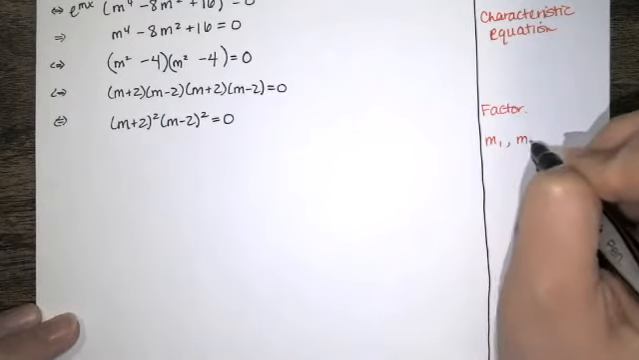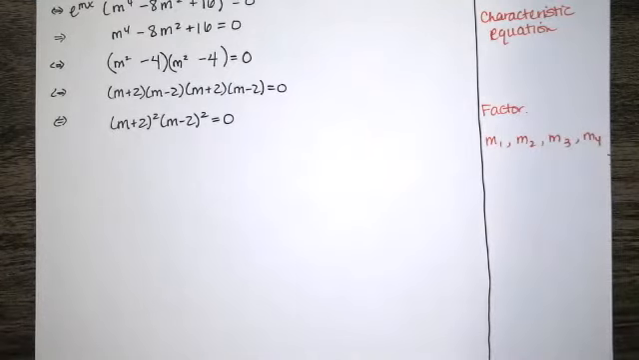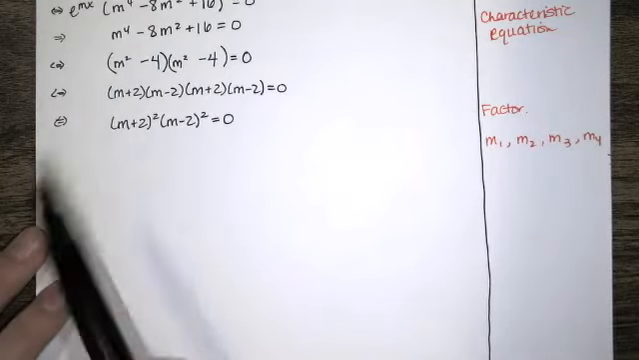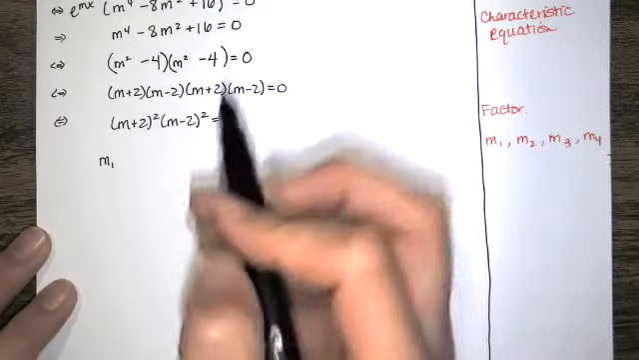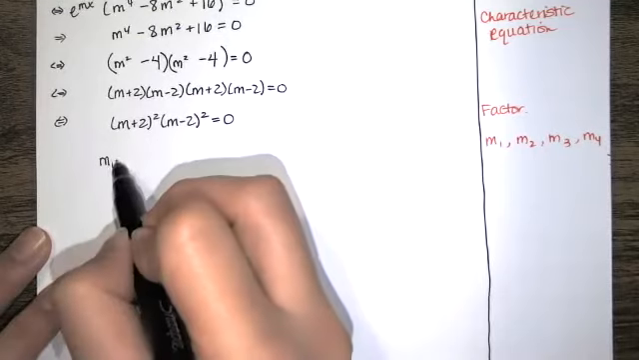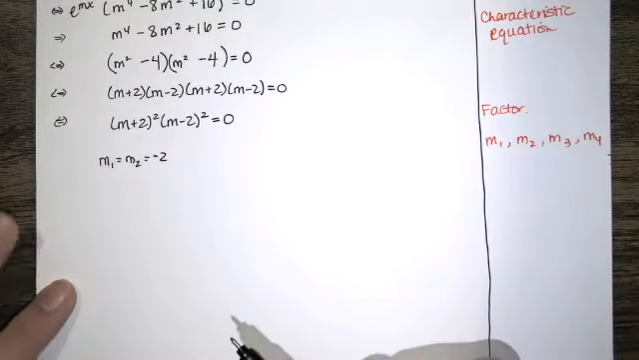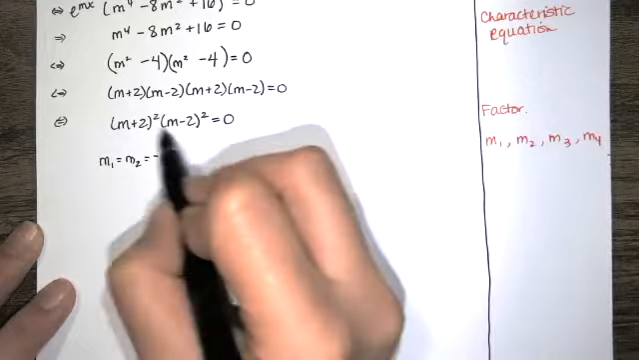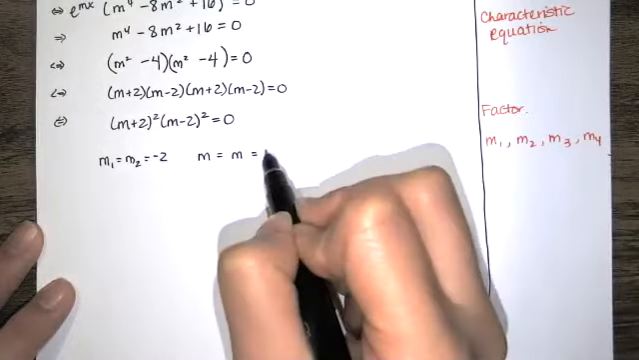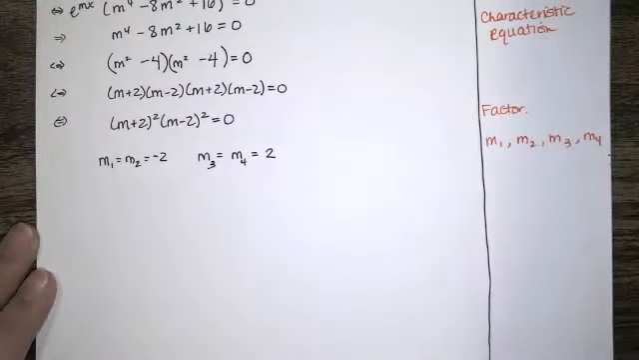Then you want to solve for m1, m2, m3, and m4. Since this factor is repeated, it's squared, there are actually 2 values of m that come from this one. This product is 0 if this factor is 0, or this factor is 0. This factor is 0 when m is equal to negative 2. And since it's a repeated root, we can think of m1 and m2 both being equal to negative 2. And the same is true for this one. These are both equal to positive 2. And I'll think of those as my third and fourth roots of the polynomial equation.